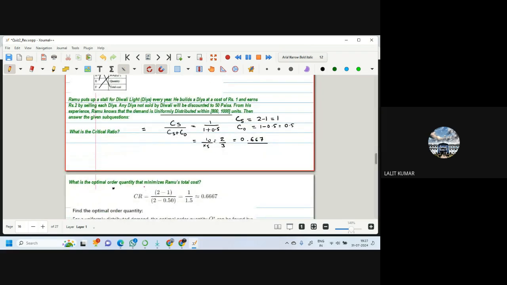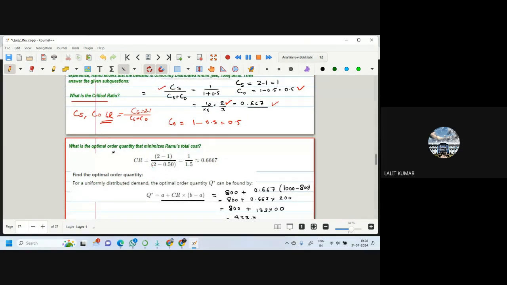This is a question on the newspaper model. Diwali lights, so straight away it is a newspaper model. So here what we have to do, we have to find CS, we have to find CO. Using the formula CS by CS plus CO, we find the critical ratio. In this particular question, he buys a diya at cost price 1, and sells at 2. So your CS becomes 2 minus 1. Any not sold by Diwali will be discounted to 50 paisa. So your CO will become cost price minus discounted price, equal to 0.5. Critical ratio is 1 by 1 plus 0.5, which is 2 by 3. So this is the critical ratio.